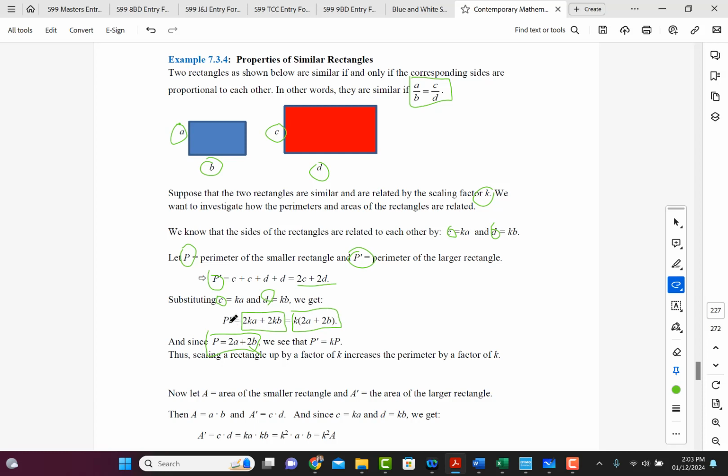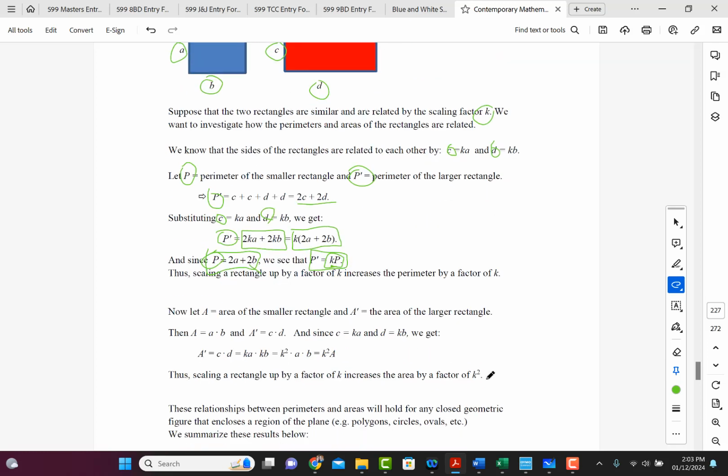If we put these two together, P prime and P, we see that P prime is equal to K times the perimeter. So the perimeter P prime of the larger rectangle is just a multiple of the perimeter of the smaller rectangle. Thus scaling a rectangle by a factor of K increases the perimeter by also a factor of K. So not bad.